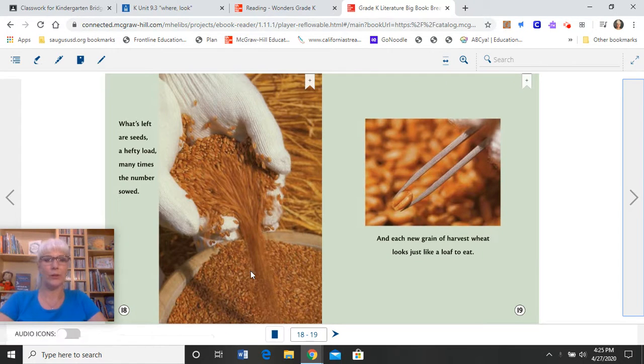And here we go. There's a huge, huge bag of the seeds he's been able to gather from his harvest. And each tiny one looks like what? A loaf of bread.